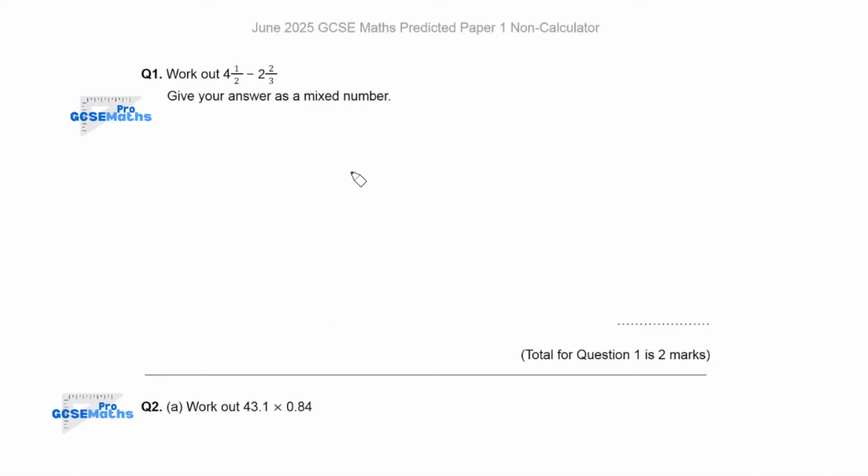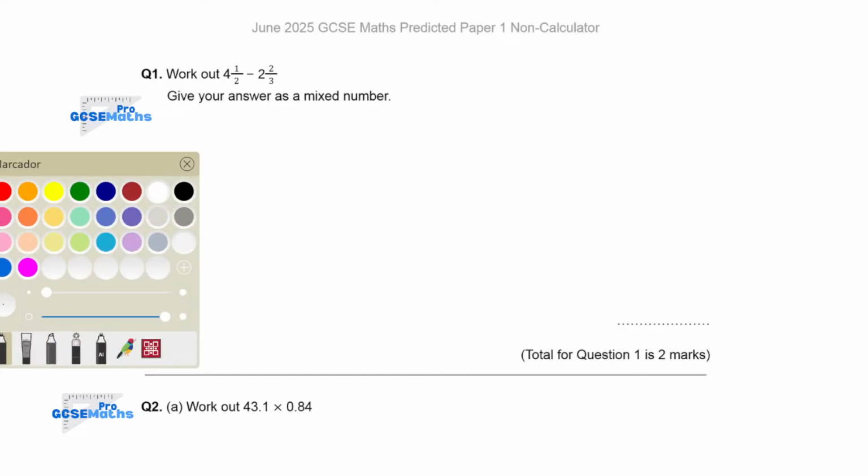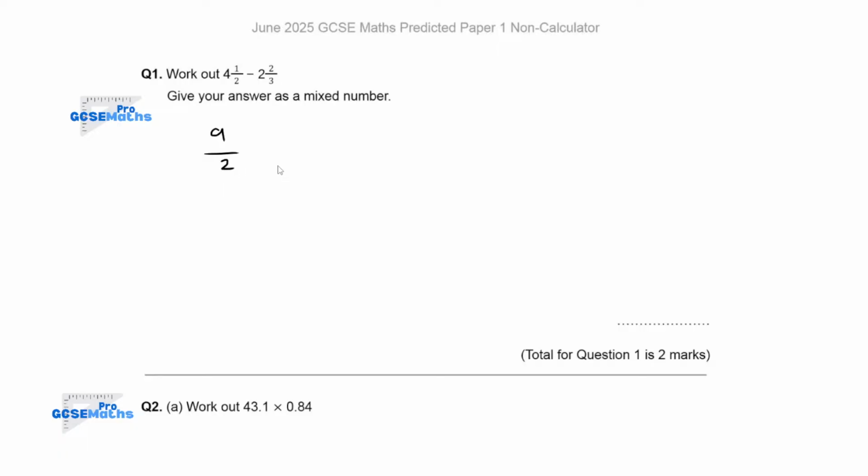When we're subtracting fractions, first of all I'm going to convert them into improper fractions. You don't have to do that for adding and subtracting, but I prefer to do that for adding, subtracting, multiplying, dividing. Keep it simple, keep it the same method. Converting them into improper fractions, we do 4 times the denominator 2, plus the 1, so that's 9 over 2. And then 2 times 3 is 6, plus 2 is 8 over 3.